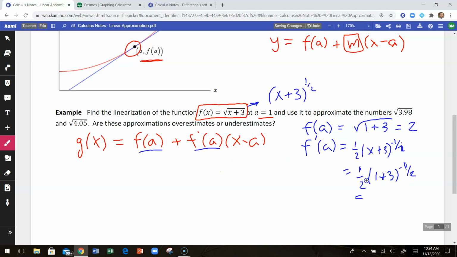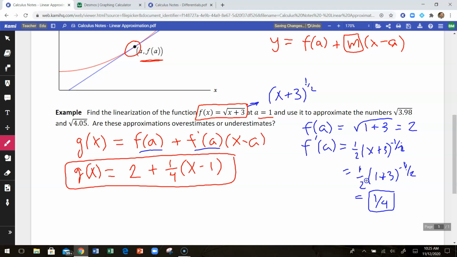I get a half times a half, which would be 1/4. That is f prime of a, f prime of 1. So our linearization function then is going to be that g of x is equal to f of a, which is 2, plus f prime of a, which is 1/4, that's my slope, times x minus a, which would be x minus 1. And this is our linearization function.